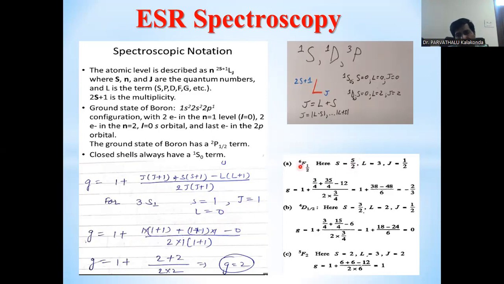Not fluorine, sorry, F orbital. L value how much? 3. S orbital L value 0. P orbital L value 1. D orbital L value 2. F orbital L value 3. So when you know these two, J, how do we get it? L plus S. You can get the J value. Then the g factor, you will get it. Similarly, you can calculate other spectral terms also.